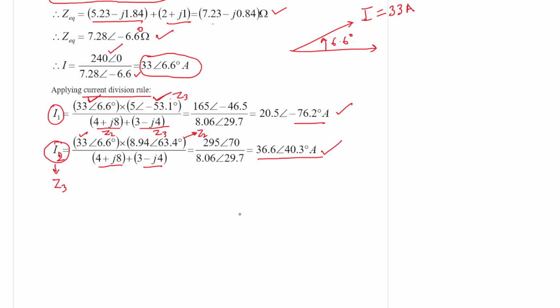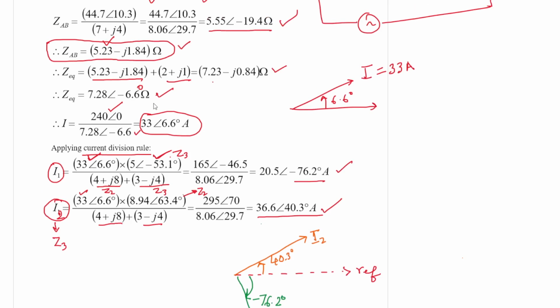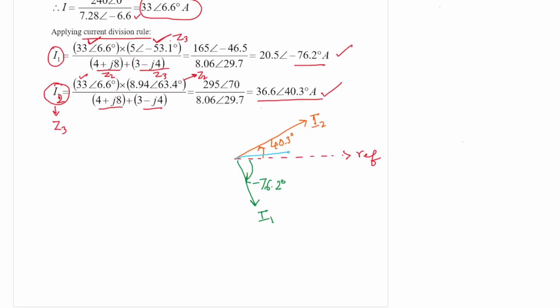So if this is the reference line, I1 is acting in this direction, at minus 76.2 degree. I2 is acting in this direction, at 40.3 degree, roughly in this direction. If you add this I1 and I2, I will get a value which is this I at 6.6 degree, a very small angle. So this is phasor summation.